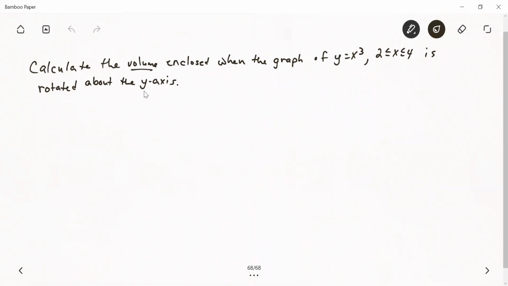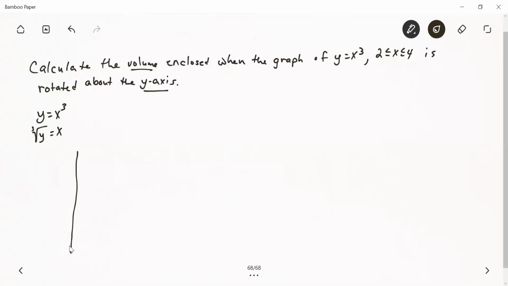Now this one is telling us the y-axis. All right, so they tell us that y is equal to x cubed. So I have to turn this into x equals something. Well, what is that? To get rid of the cube, I have to take the cube root. So x is equal to the cube root of y, okay?